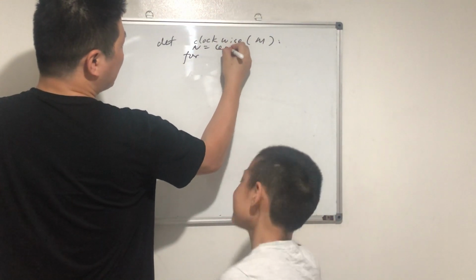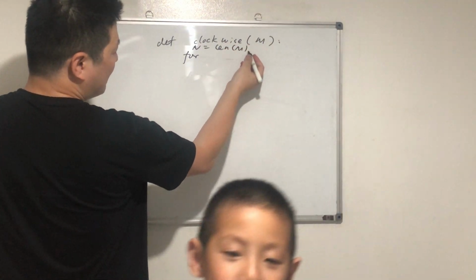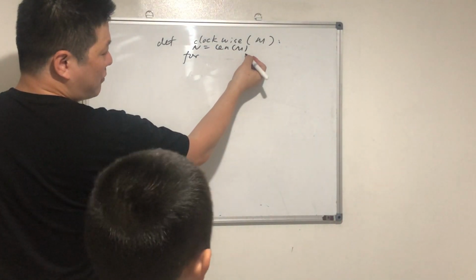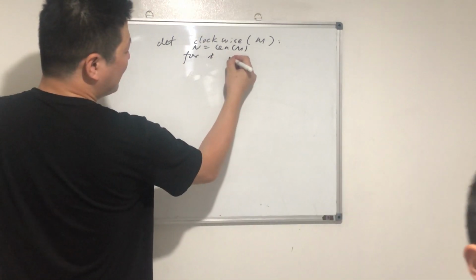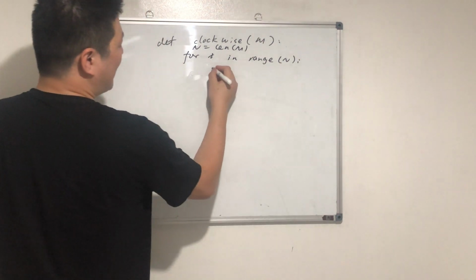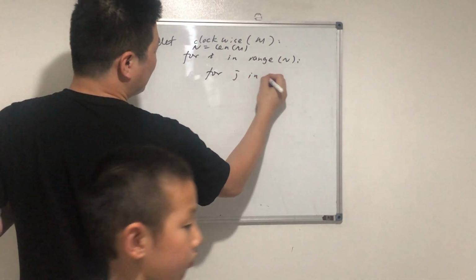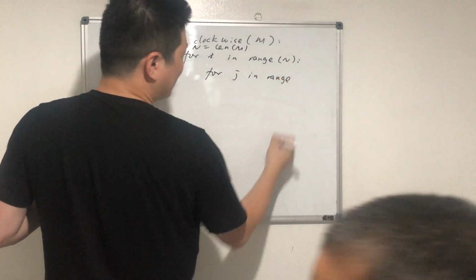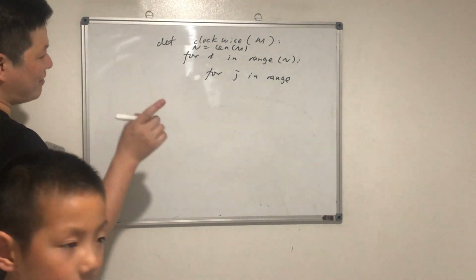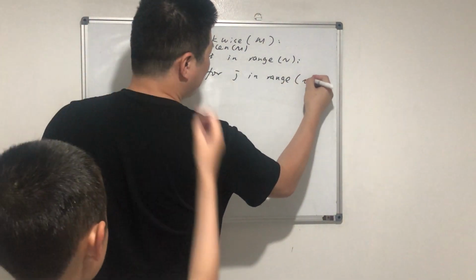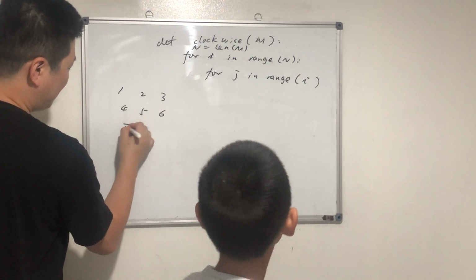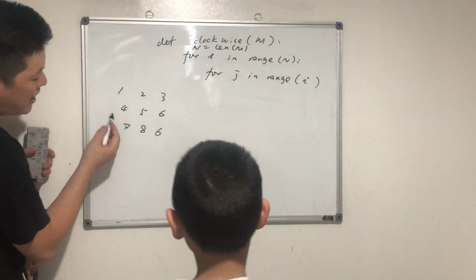Look, Eric, in Python: n equals length of m. That's the rows, and that's the columns. For i in range n, and then for j in range what? Range m? No, it's quite easy to make a mistake. Range i. Because look, 1, 2, 3, 4, 5, 6, 7, 8, 9.